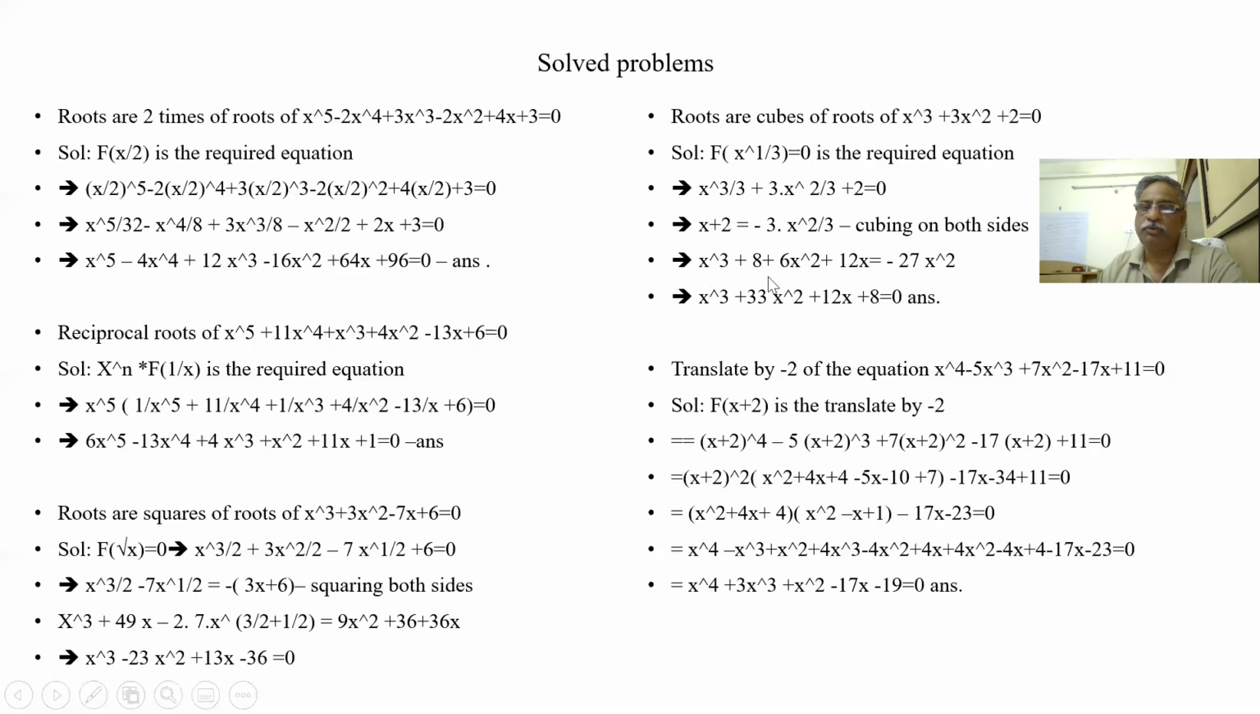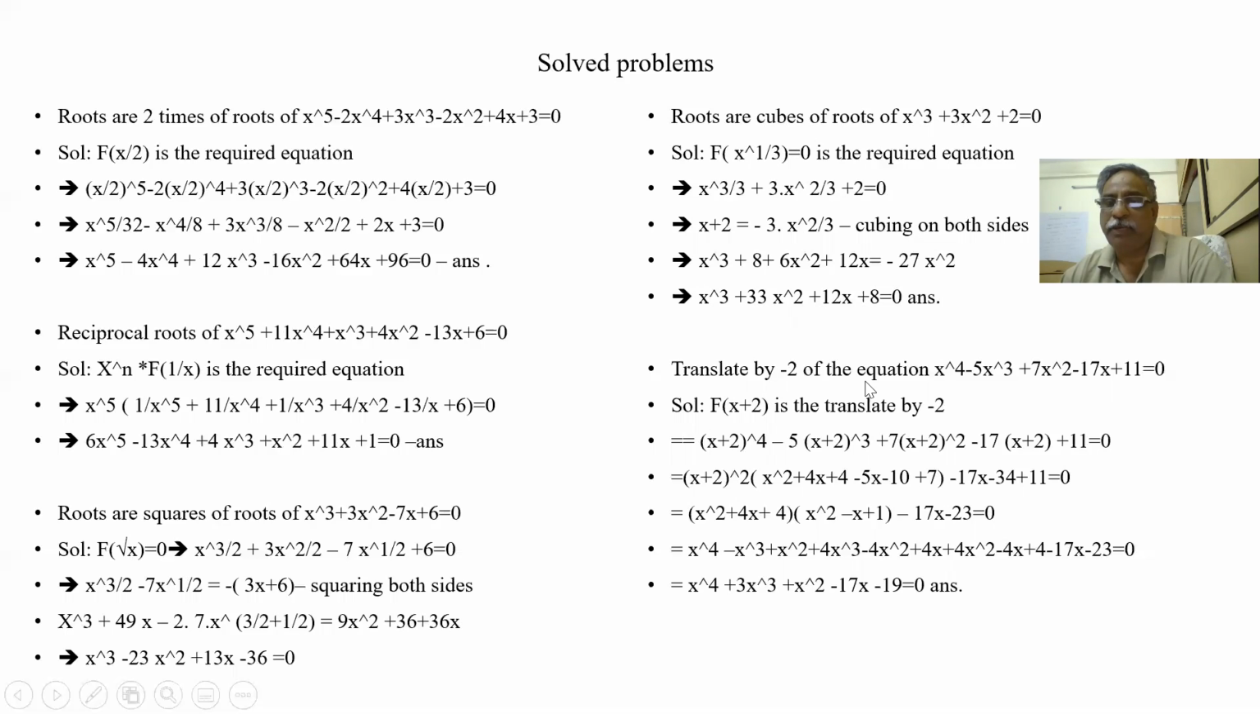So a plus b whole cube is equal to minus 27 into x square. When I rearrange terms, I get this equation which has the cube. So for cube of roots of this equation, for square of roots, I put root x, and for cube of roots, it's 1 by 3. So we have to proceed like that.